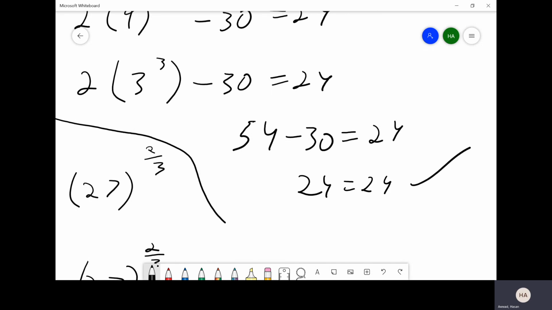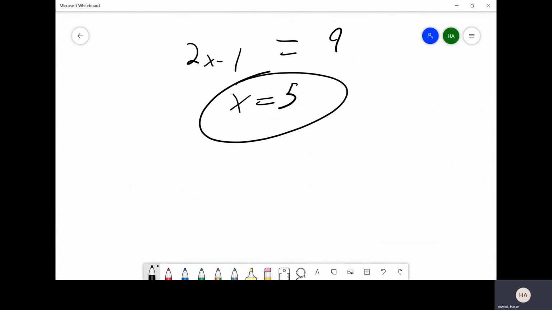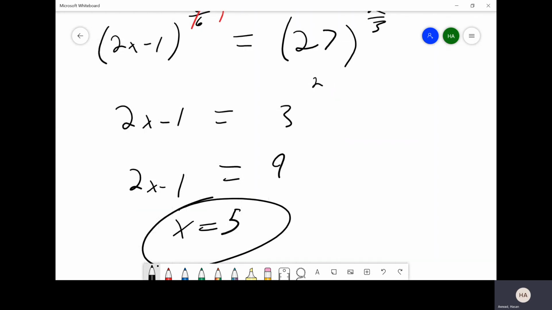Yay, this works out. So we know then that our final solution of x is equal to 5 works. It is not an extraneous solution. This is a good solution. So we're done. Okay, so that took a little bit to work through, but hopefully it makes sense.